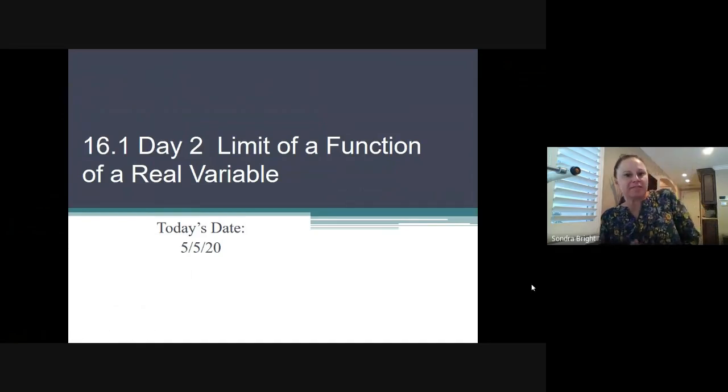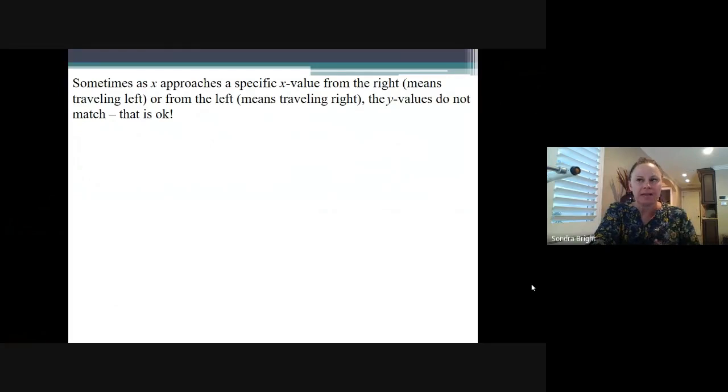So, some more limits of a function of a real variable. As we saw from yesterday's lesson, sometimes as x approaches a specific x value from the right, which means you're actually traveling left. From the right means you're coming from the right and you're going left. Or if you're approaching an x value from the left, it means you're traveling towards the right. The y values don't match, and that's okay.